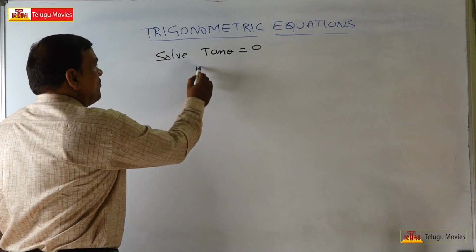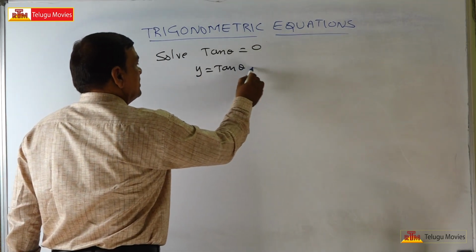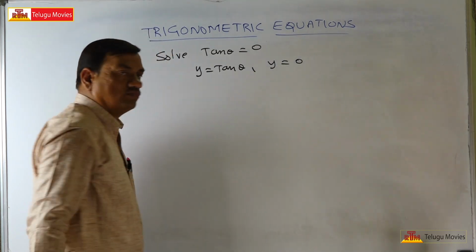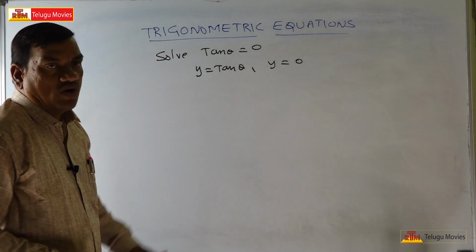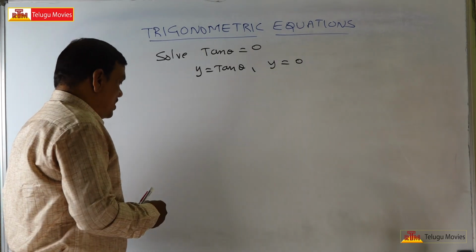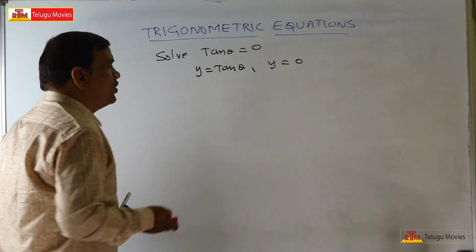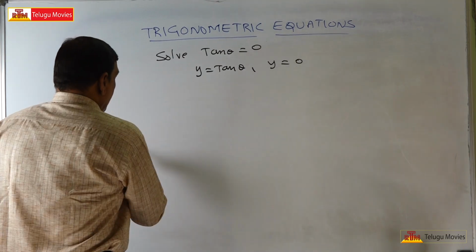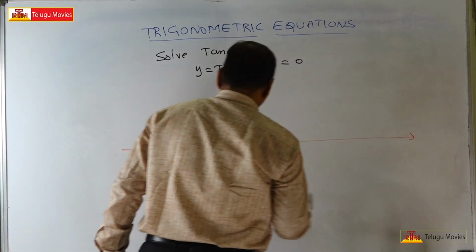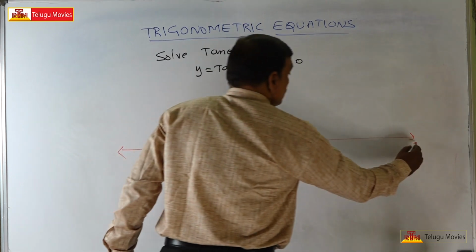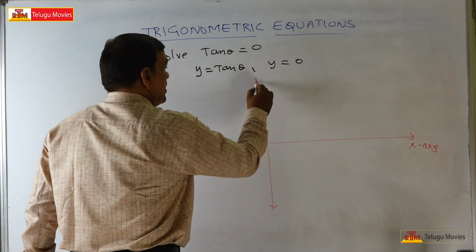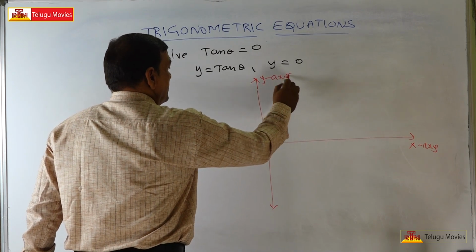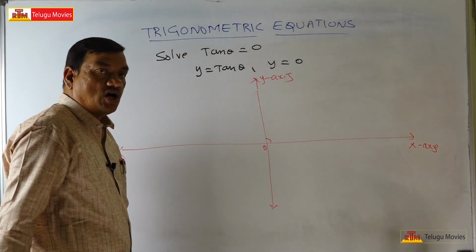Let us draw the graph of y is equal to tan theta and y is equal to 0. We know the point of intersection of these two curves gives the solution of the given equation. So this is the x-axis, and the vertical line is the y-axis, and this is the origin.